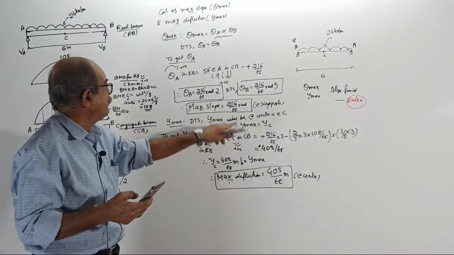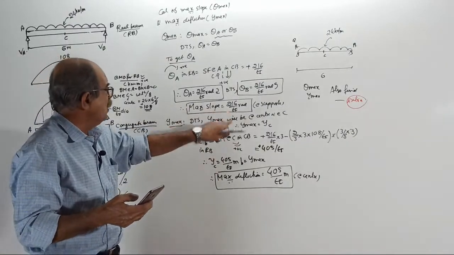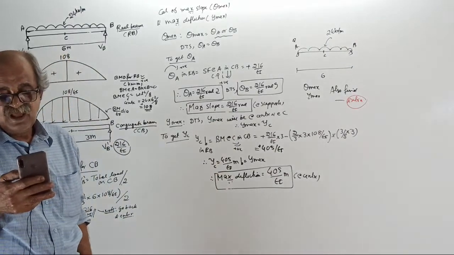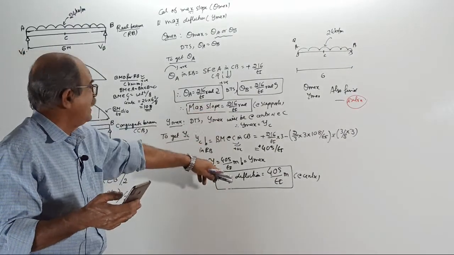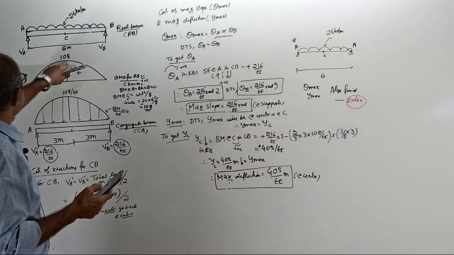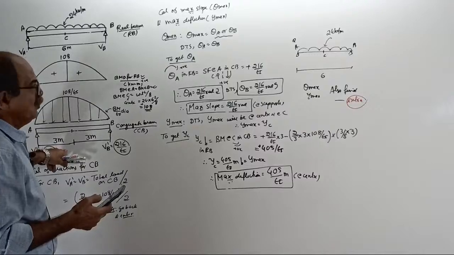Did you get this answer? For that also no reply. These two answers I gave yesterday. Did you get it? First of all, no need of explaining. Why? Yesterday it's already solved. WL square by 8 here, L by 2 here.